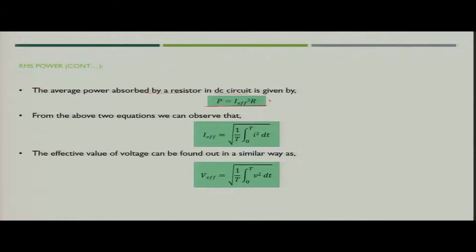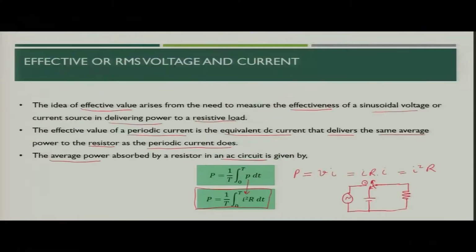So, we have some power dissipated by the resistor. Say the current at this point is I effective. So, P is nothing but I effective square R. Now, as per definition, our objective is to find out the effective value for the current.